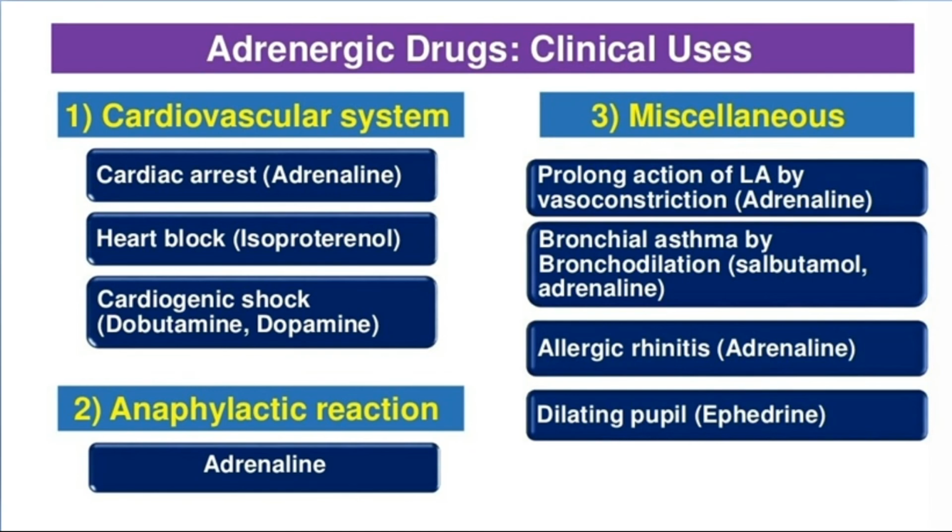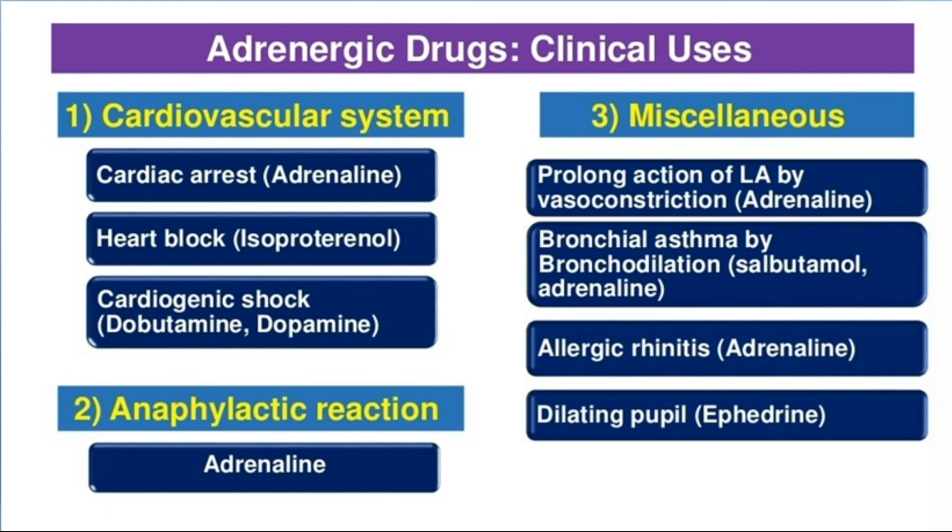Adrenergic drugs, clinical uses. Cardiovascular system, we have adrenaline for cardiac arrest. For heart block, we have isoproterenol. For cardiogenic shock, we have dopamine. For anaphylactic reaction, we have adrenaline.